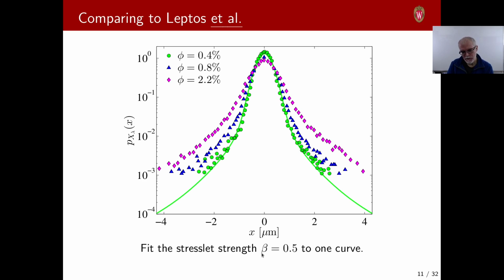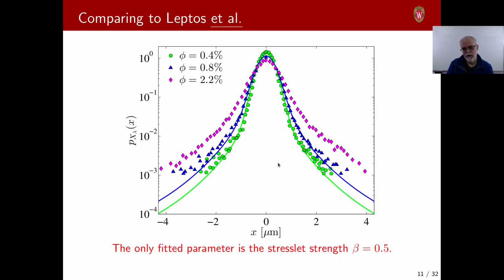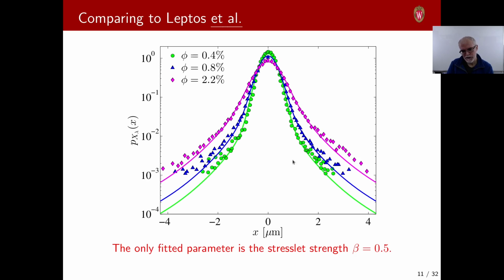So a stresslet strength of beta equals 0.5 was fitted here to this green distribution. That is the only fitting parameter in the problem. And then once you've fitted it once, you can vary the number density or the volume fraction to look at how it looks for the other curves, and you see that it fits beautifully. In other words, fitting only the stresslet strength gives you the entire distribution, which is extremely suggestive that the dominant effect in this case actually has to do with the somewhat far away interactions of the swimmer.